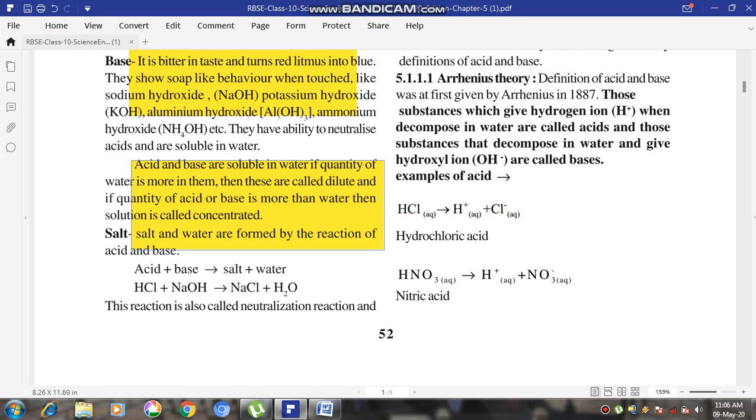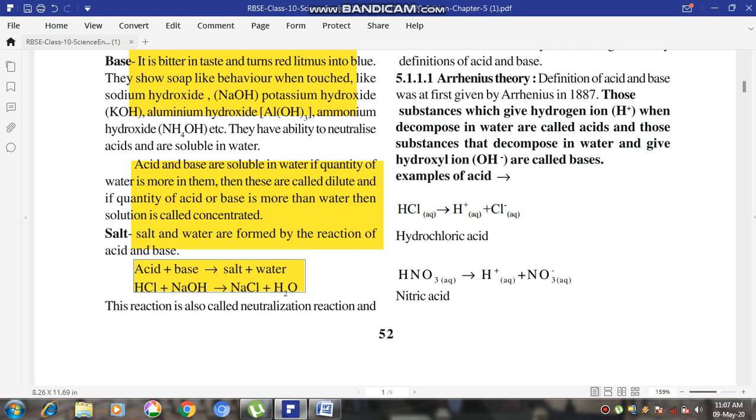Next is salt. Salt and water are formed by the reaction of acid and base. See, this is the formula which describes it: HCl is the acid, the base is NaOH, and it turns into NaCl as a salt, and water. So NaCl is made up of HCl, the acid, and NaOH, the base. This reaction is also called a neutralization reaction.